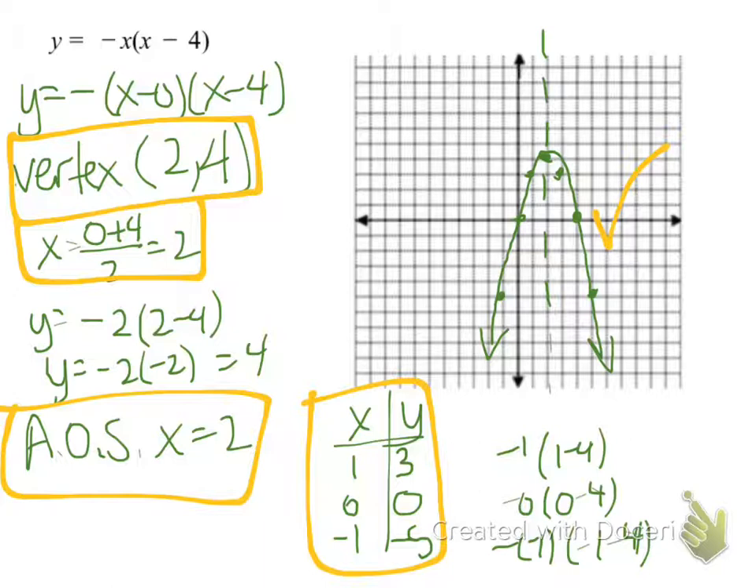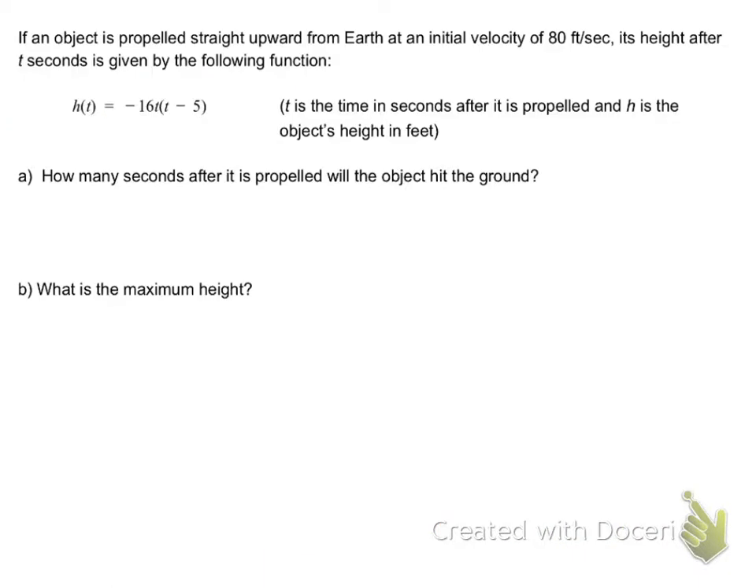And of course, with any good new kind of problem to do, there's a corresponding word problem. So if an object is propelled straight upward from Earth at an initial velocity of 80 feet per second, its height after t seconds is given by this following function. And keeping in mind that t is the time in seconds after it is propelled, and h is the object's height in feet. So how many seconds after it is propelled will the object hit the ground?